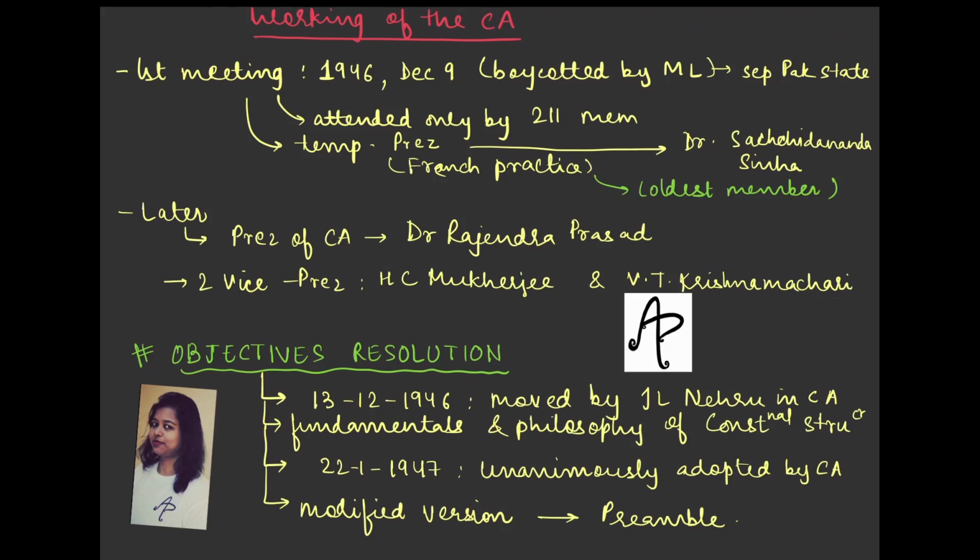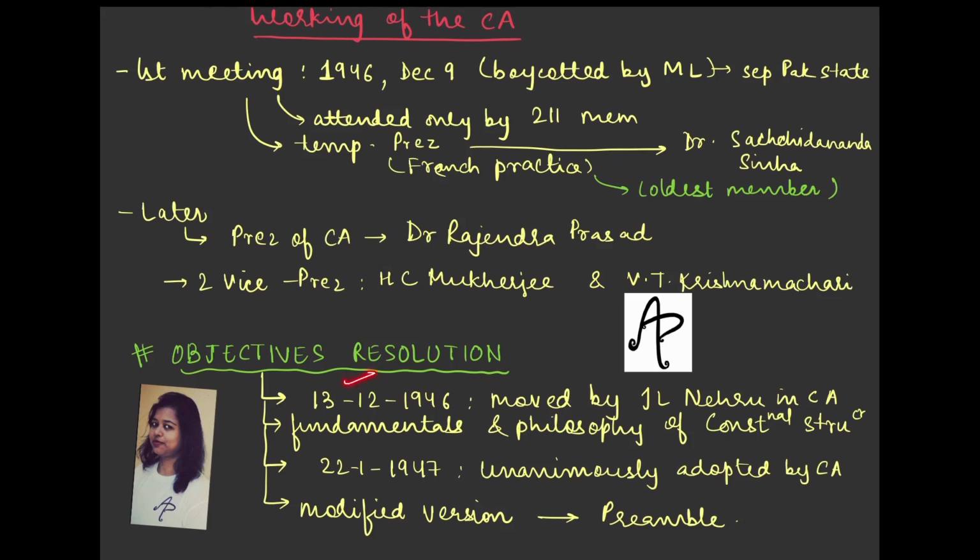Now, when we talk about the working, we understand when the first meeting took place, who was the president, etc. Now we have just mentioned this term, which is objective resolution. Resolution, you can consider, let's say, some formal proposal kind of a thing. So formally it was proposed, and objectives is about what the members of the Constituent Assembly wanted, the objectives for the constitution that they wanted to draft. So a resolution or a proposal which would mention the objectives of having the constitution, okay, was the meaning that you can understand from this point.